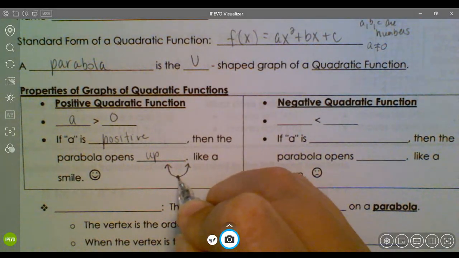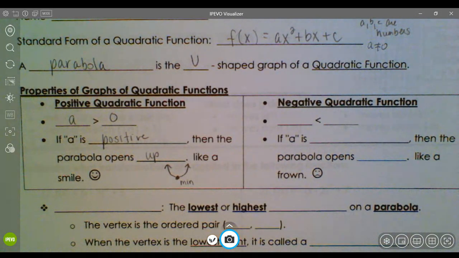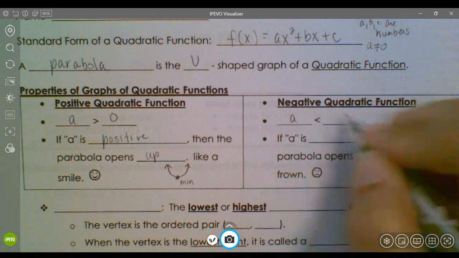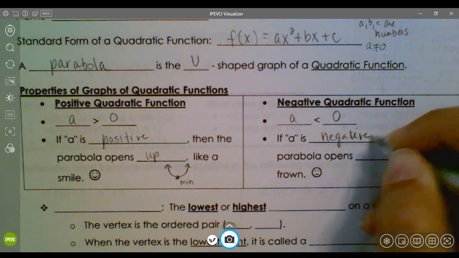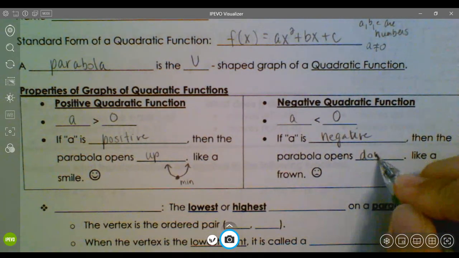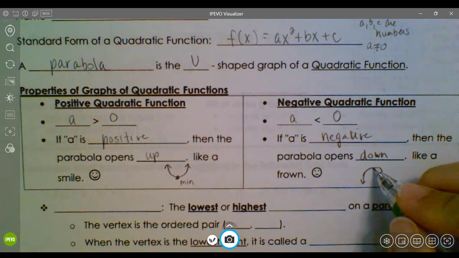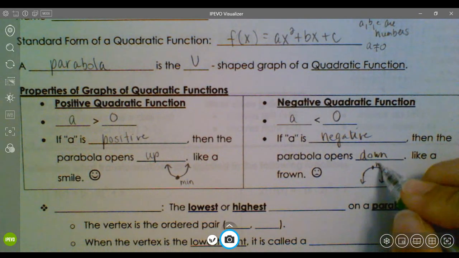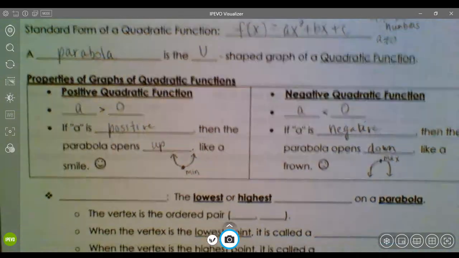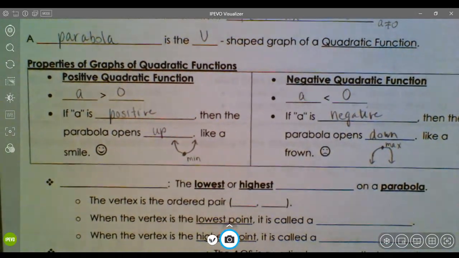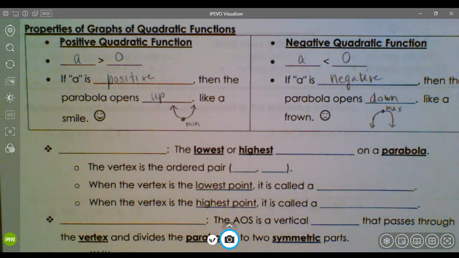I'm going to tell you, just to really hammer this home, this is going to be a minimum value. When a is less than 0, a is negative, and when that happens, the parabola opens down like a frown. And when that occurs, we reach a high point here called the max. So far, I mentioned the terminology before. Now we looked at the two instances and the ways that the parabola can open.